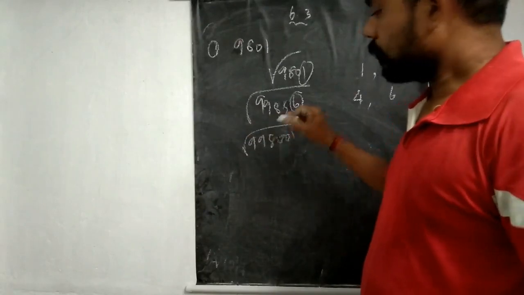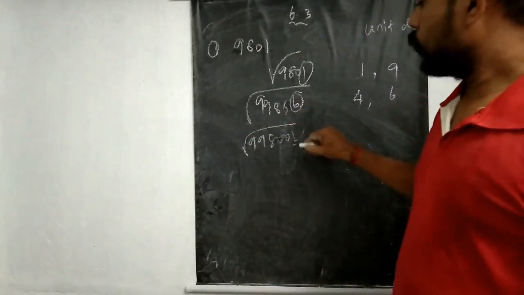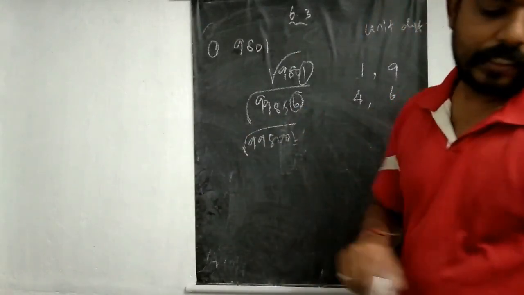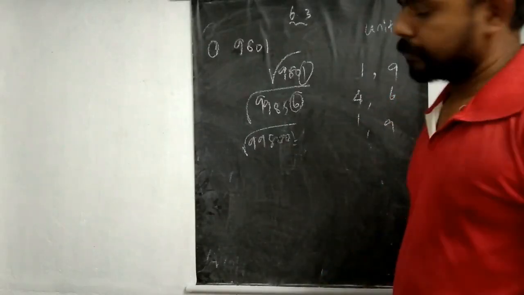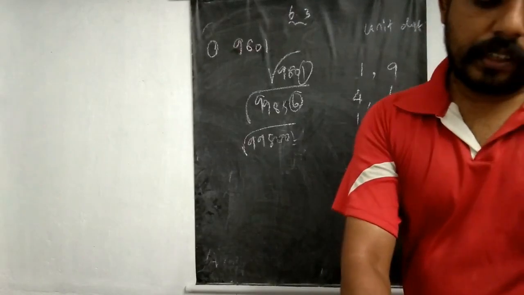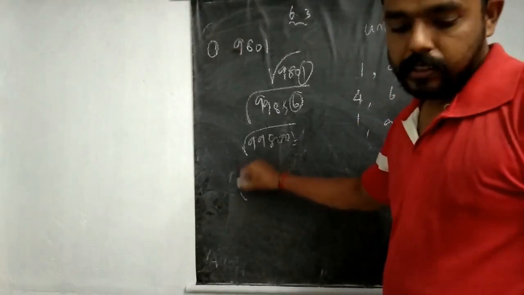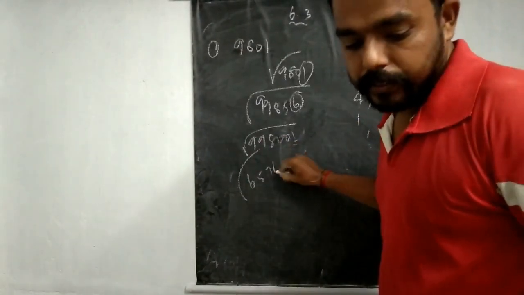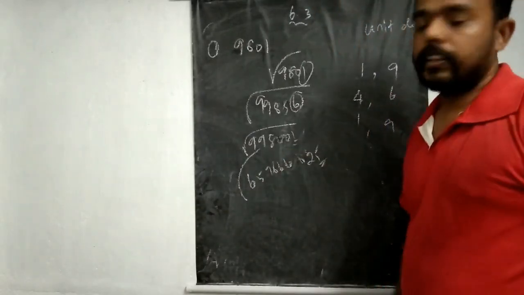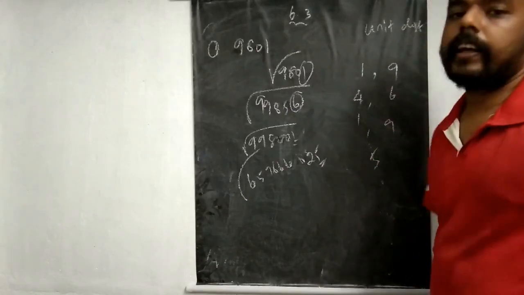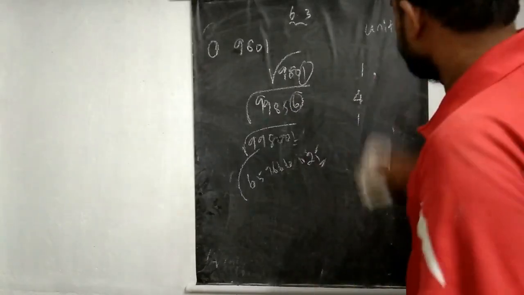Next, 99801. Here the unit digit is 1, so the possibilities are 1 and 9. Next, 657666025. 5 is given, so the only possibility is 5. Like that.